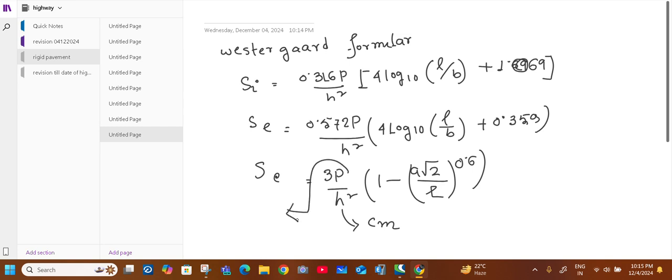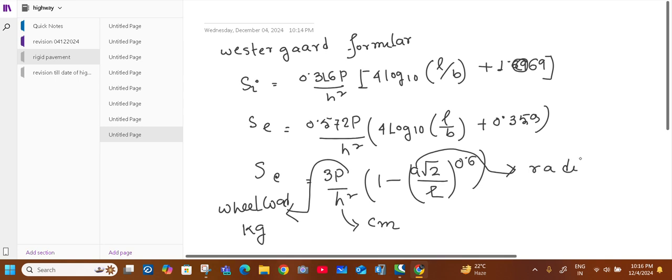P is the wheel load in kg. A is the radius of wheel load distribution.